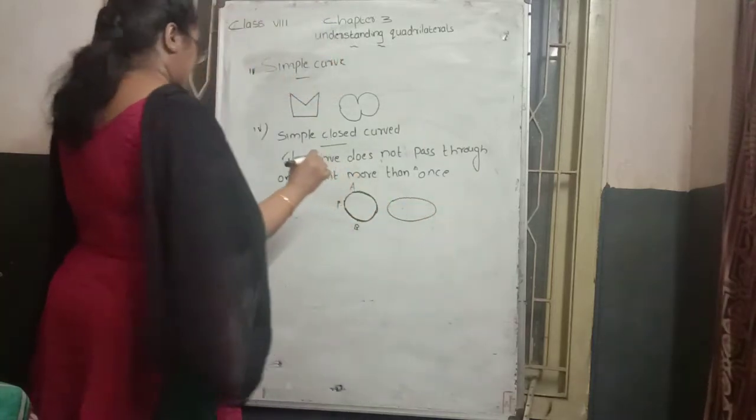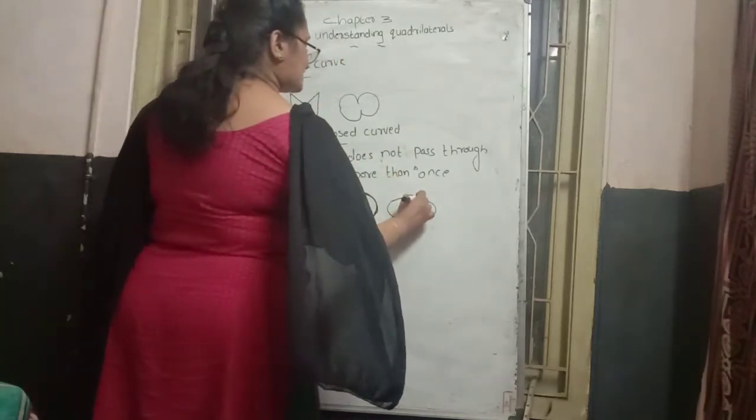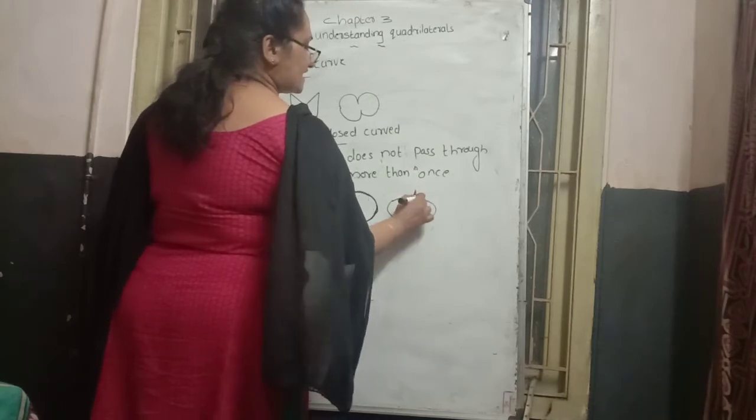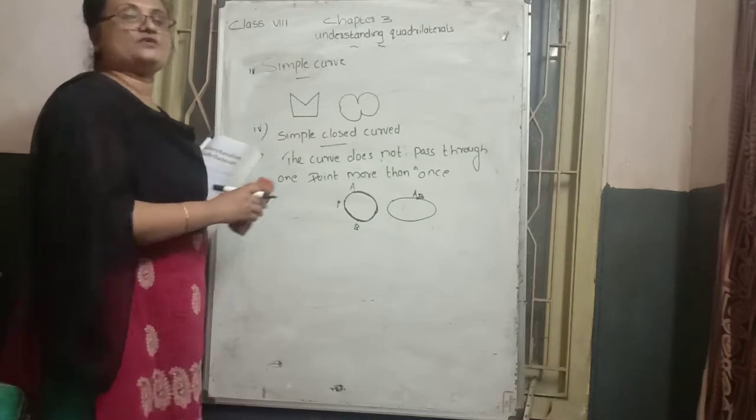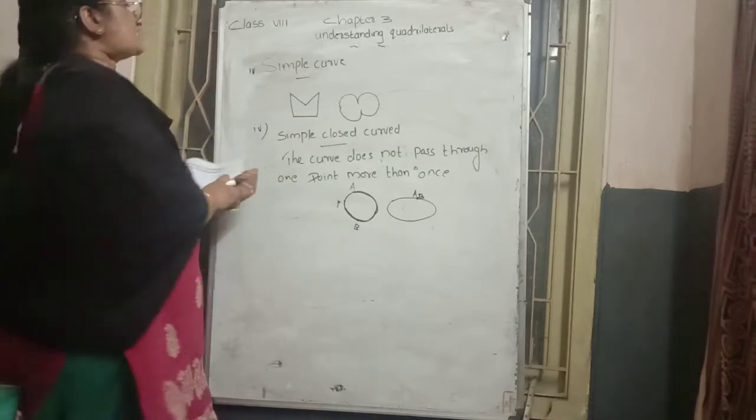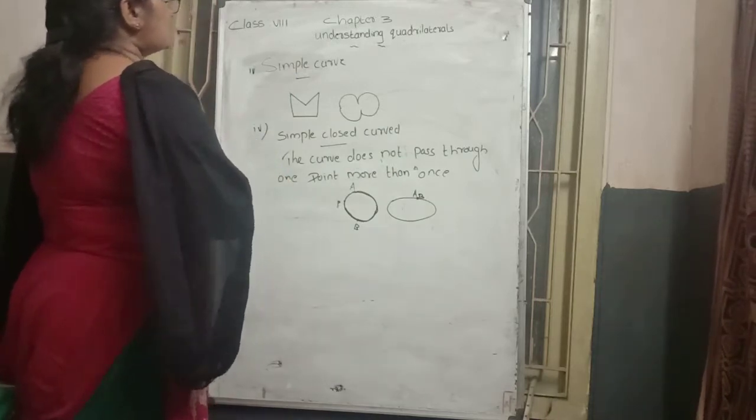This is also a closed curve. Here A is the starting point, and it comes and joins at point B. That is also an example of a closed curve. These are the examples of a closed curve.